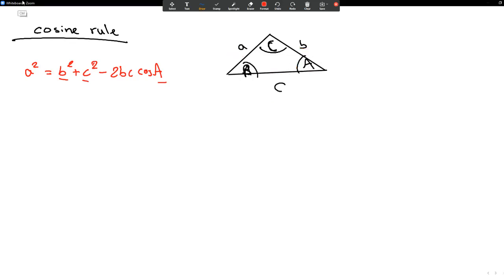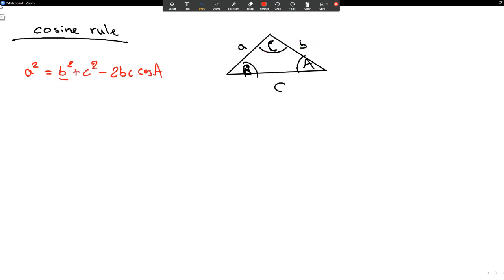But for example, if we knew B and C and knew this angle here, we can't find A because we don't know its corresponding angle. What we could do in this scenario is find B using the sine rule. But we wouldn't be able to find A using the cosine rule.